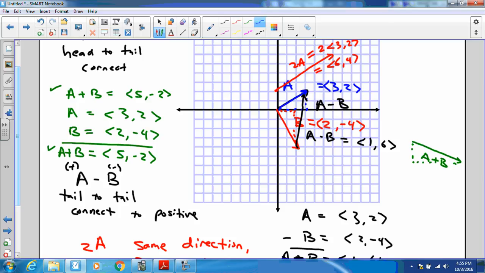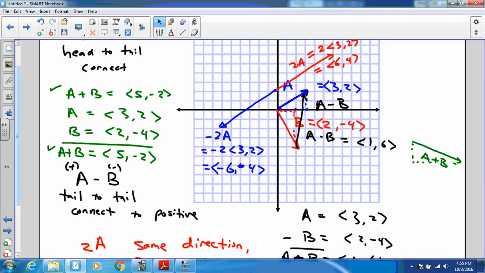Notice that if you multiply by a negative, then you are going to reverse the direction. So negative 2a would be negative 6 comma negative 4. And that would be back 6 and down 4. And algebraically, we would write that as negative 2 times the vector 3 comma 2. And that gives me negative 6 comma negative 4.